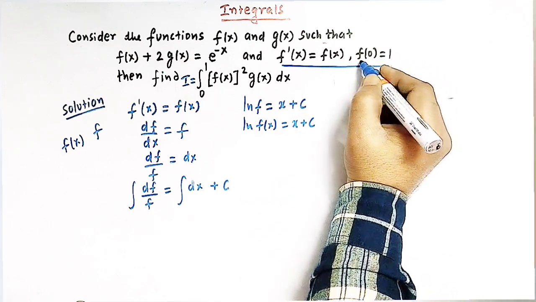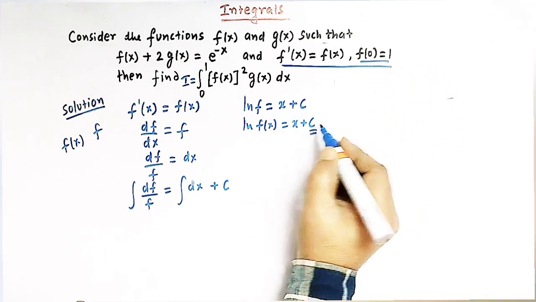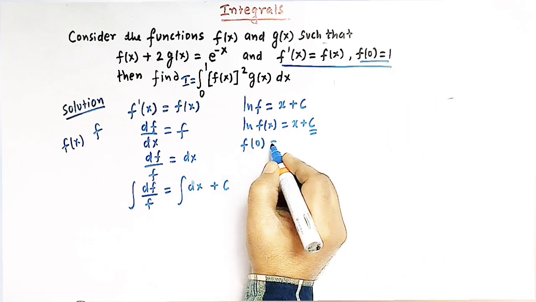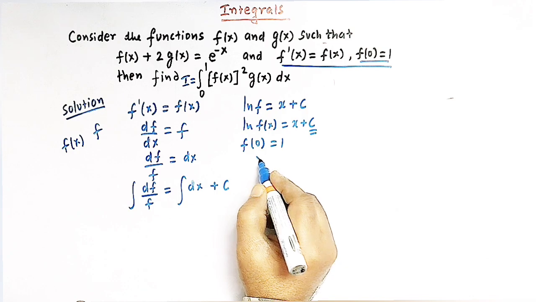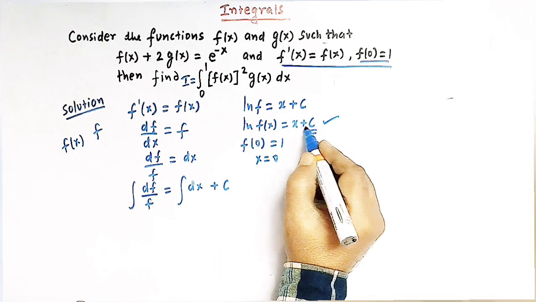So now let us use this condition to find out the value of this c, that is the constant of integration. So we have f of 0 is equal to 1. So let us take x equal to 0 in this condition, or in this equation.